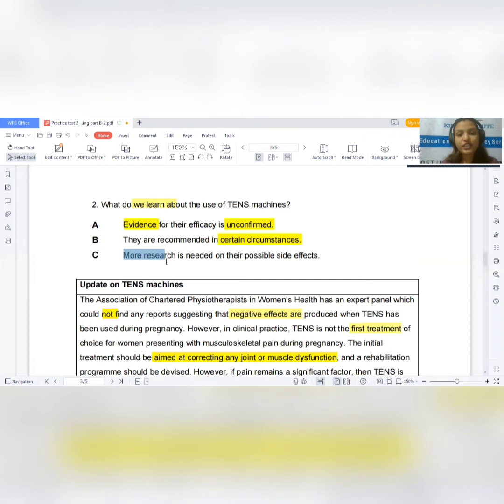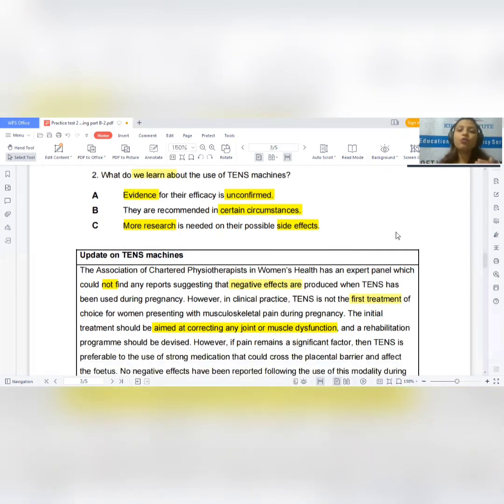More research is needed on their possible side effects. So is there anything like that? Whether the writer said that more research should be carried out? No, I didn't find this information. So C is not the option. Again, I'm explaining to you the method for finding the purpose or the gist or any kind of question. First of all, you will have to read the question. Read the text, then read the options, eliminate the wrong options, and finalize your correct answer.